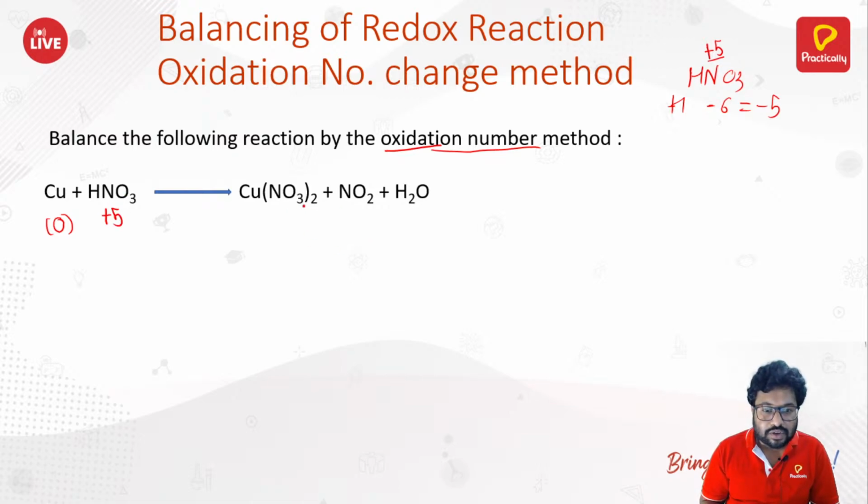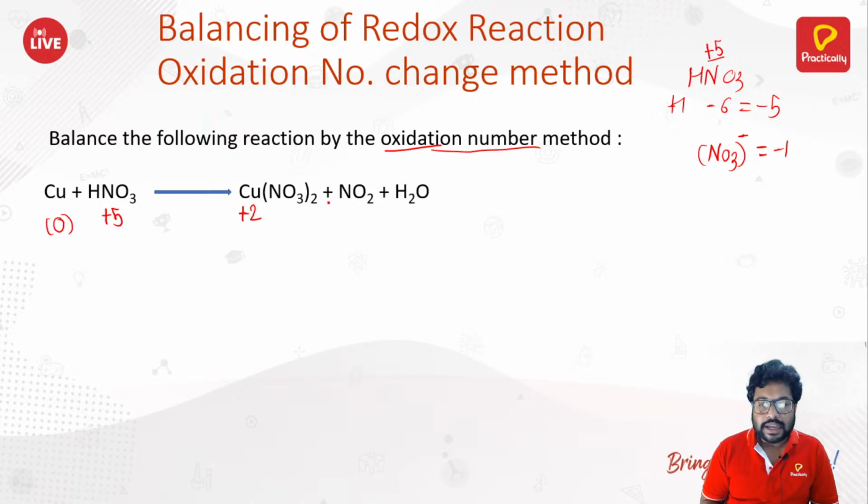Then you've got a nitro group here. See, nitro group NO3 1 minus. The charge on NO3 1 minus is -1. That means there are two NO3, right? That means 2 minus. If the 2 minus are there, that means copper must be having a +2.